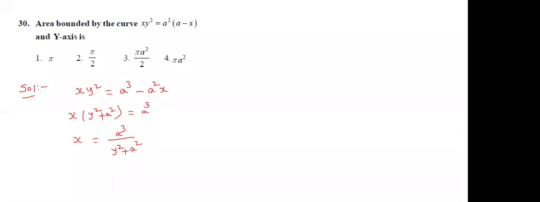Next, how to do this? If y is equal to 0, then what is x? Tell me. y is equal to 0 means x is equal to a. This is one point of intersection, a comma 0. Now see the diagram, then you will understand easily.